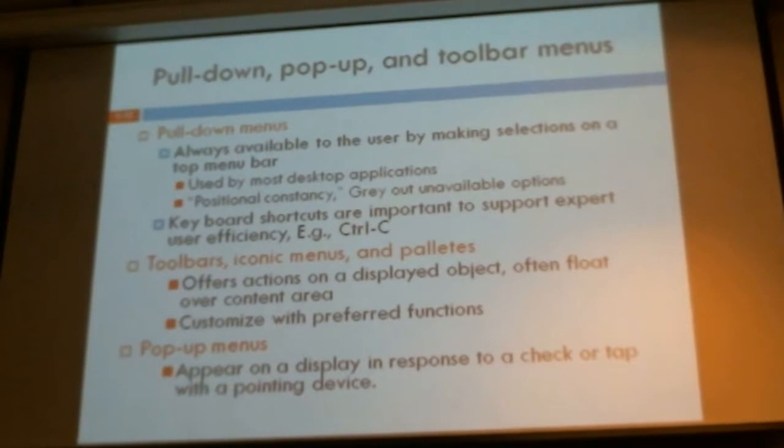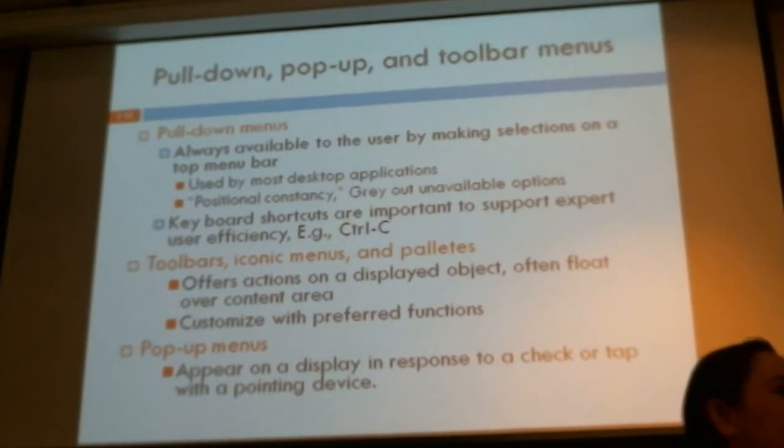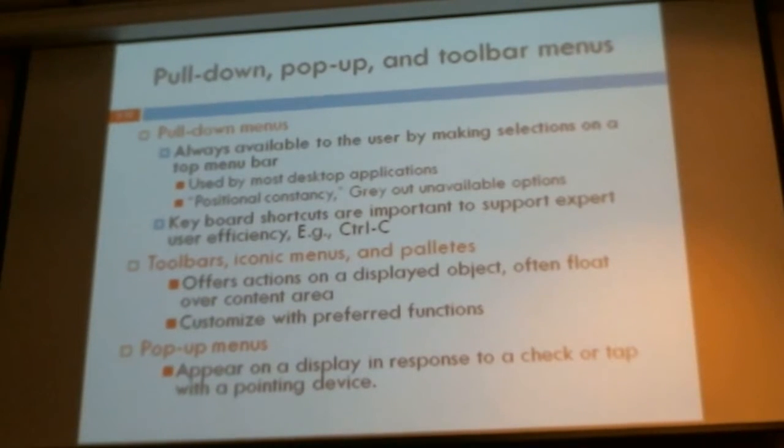There are also toolbars, iconic menus, and palettes. These offer actions on the display that often float over the content area. Give me an example of that. Like a table box, where you're changing rows, width, whatever, on a Word document. Or how about the toolbar menus for Photoshop, where you can float those menus over your canvas.